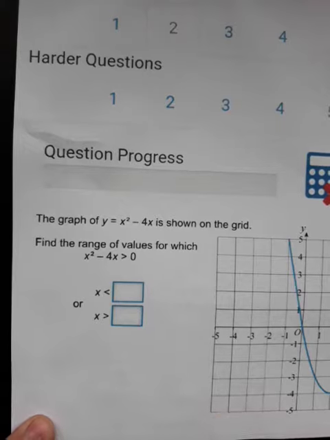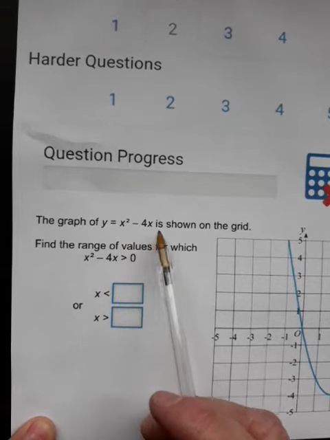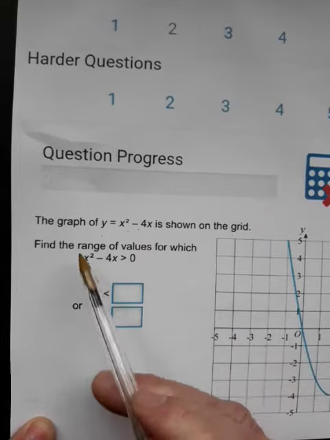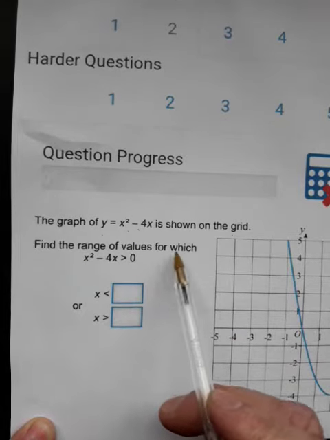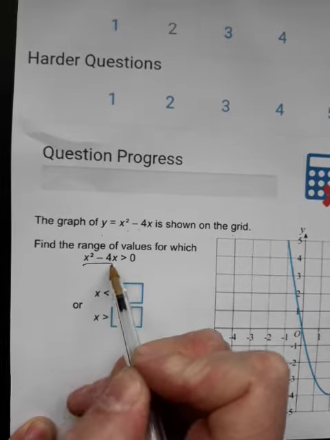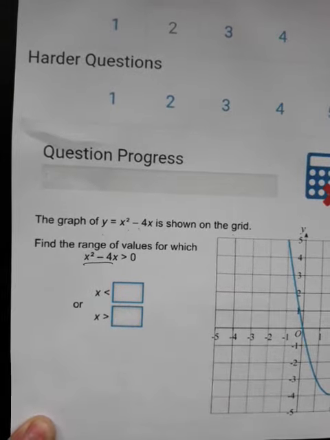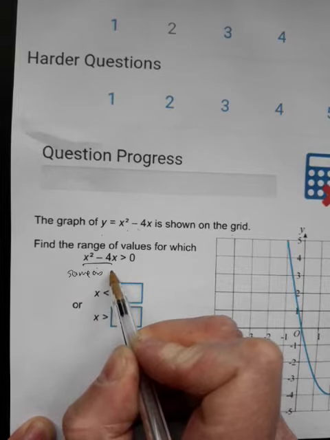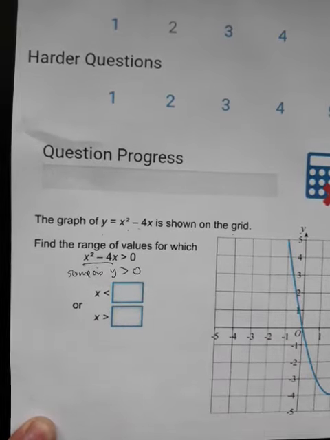It says here, the graph of y equals x squared minus 4x is shown on the grid. Find the range of values for which x squared minus 4x is greater than 0. Well, they told us that y is equal to x squared minus 4x, so that's the same as where y is greater than 0.